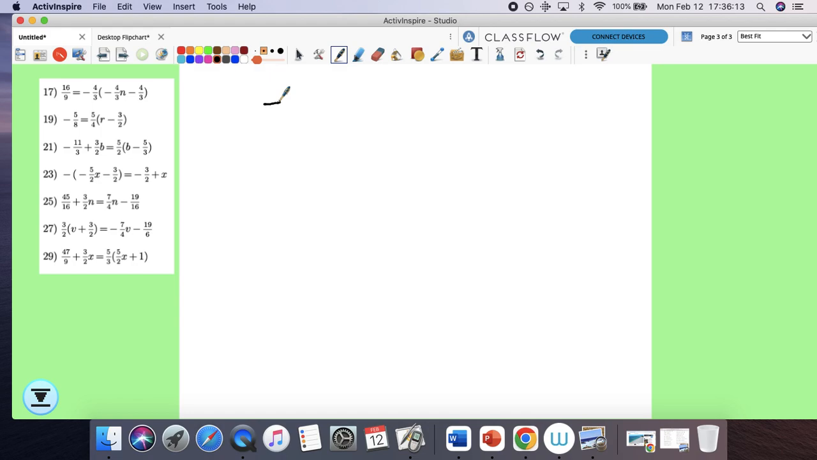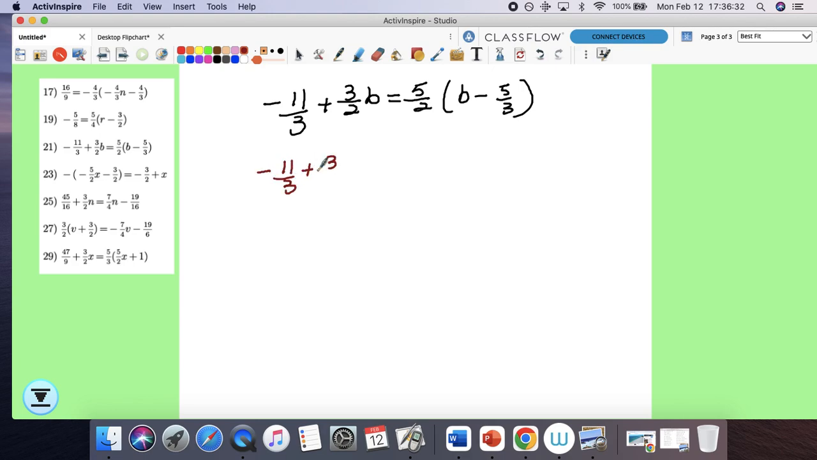Negative 11 over 3 plus 3 over 2b equals 5 over 2b minus 5 over 3. Let's just do this distributive property. So negative 11 over 3 plus 3 over 2b. 5 over 2 times b is just 5 over 2, but don't forget the b. And then positive times a negative is a negative. 5 times 5 is 25, and 2 times 3 at the bottom is 6.